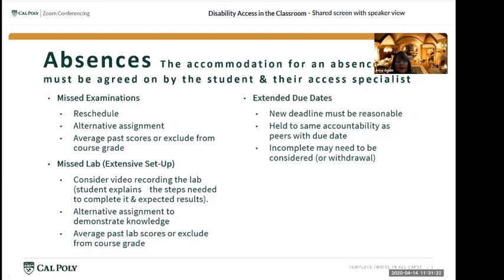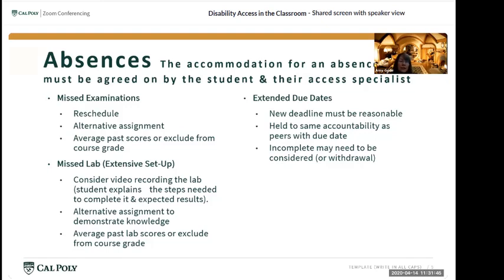Okay, and again at the bottom there of the missed lab area, it says average pass lab scores or exclude from course grade. That's the same as the missed examinations that we went over. Again, the student would have to be in agreement. And then extended due dates. This is a tough one because it can cause that snowball effect where students start to get behind and then it could result in an incomplete.